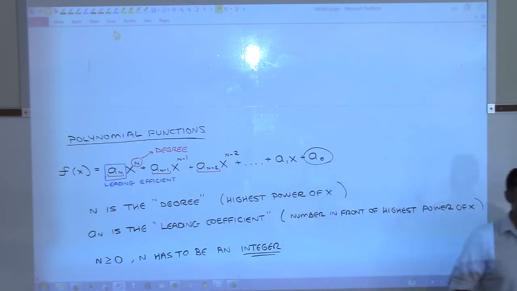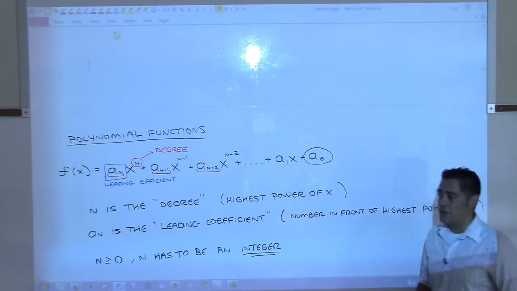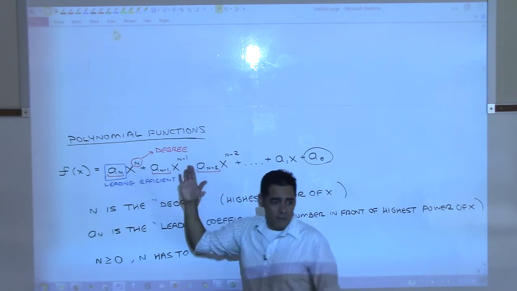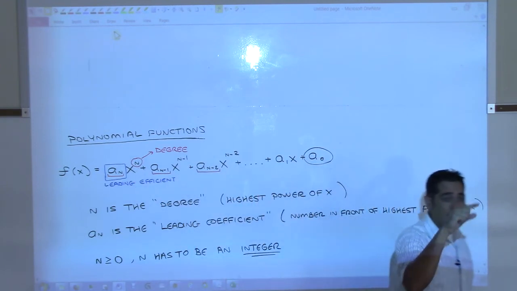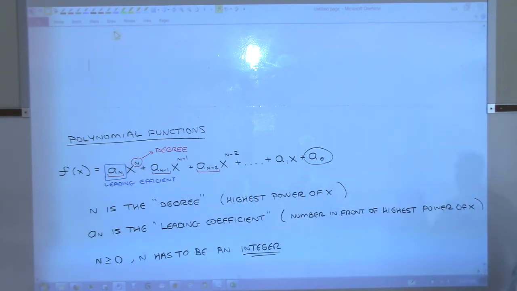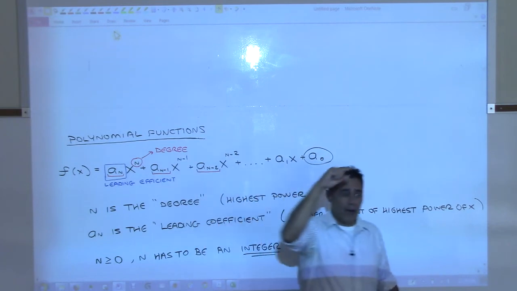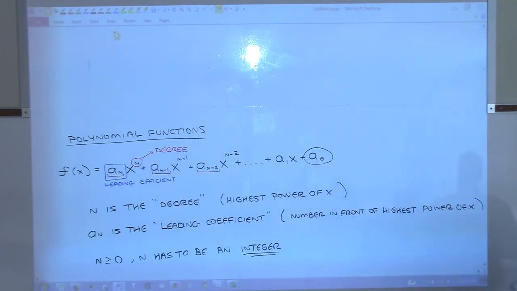Do y'all know what the integers are? Like the counting numbers: 1, 2, 3, 4, 5, 6, 7, 8, 9, 10. You can't have a fraction as a power. If you have a fraction up there, like x to the 1/2, you're no longer looking at a polynomial function. That goes for every x you see. Every power you see up there must be some integer.